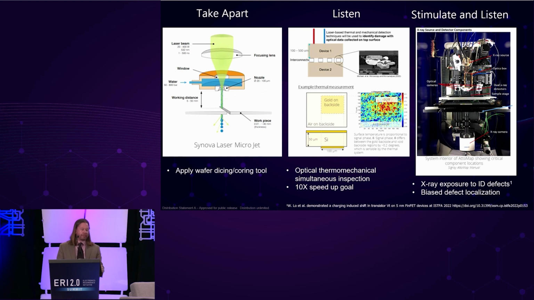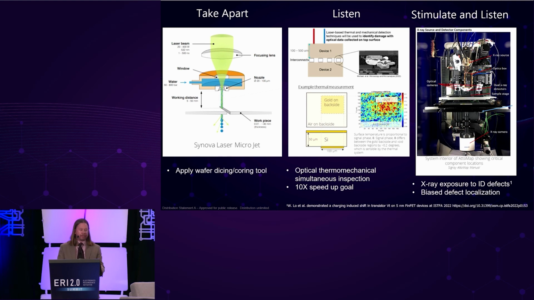So in the middle is an example of an optical thermomechanical platform that would be able to focus on specific places where maybe there's an interconnect issue that's creating some heat and help isolate that problem. And the goal here is to be able to do that much more quickly than you would be able to with existing tooling. Finally, you can imagine doing something to cause a change in behavior of the defect to make it more easy to detect.